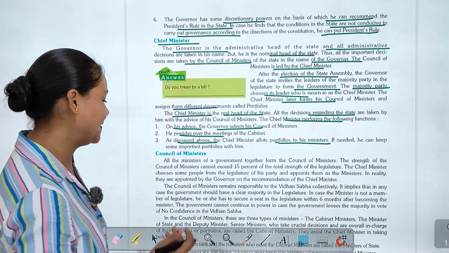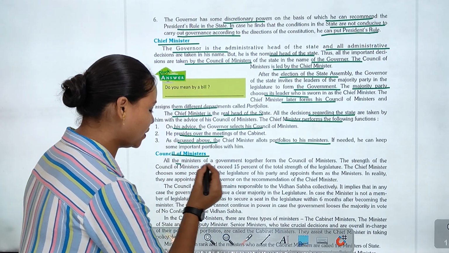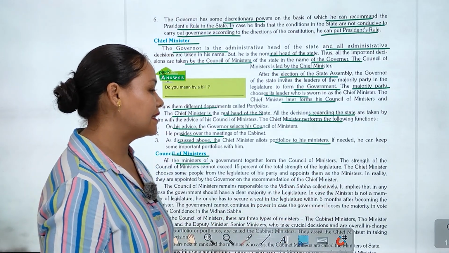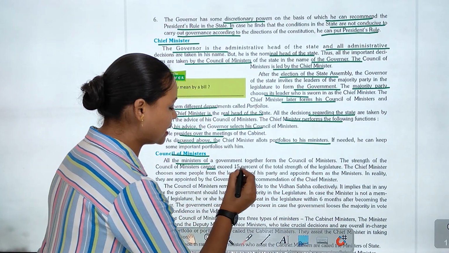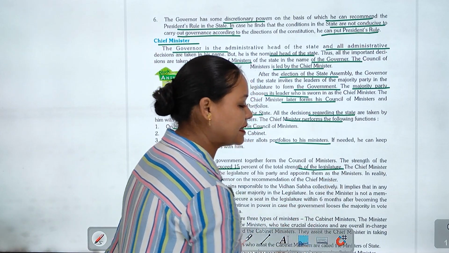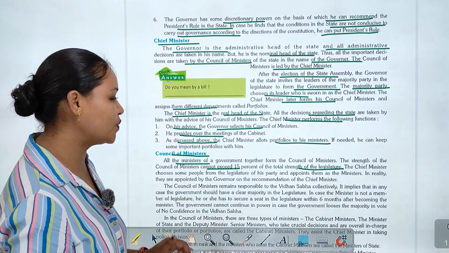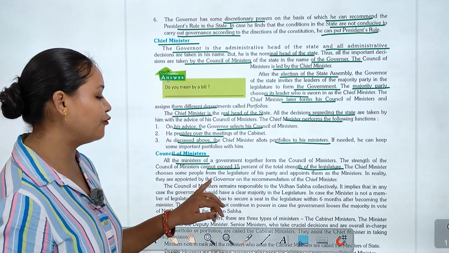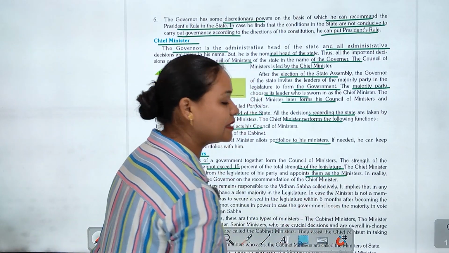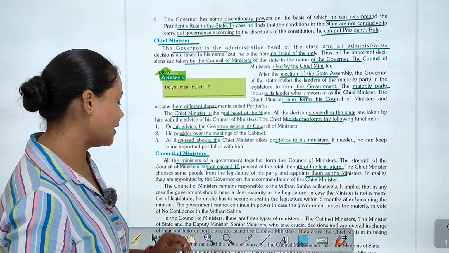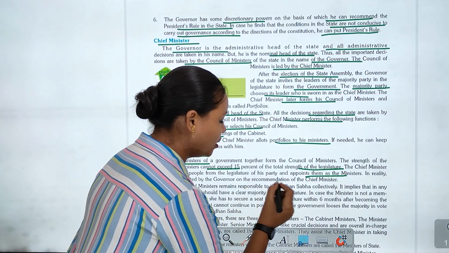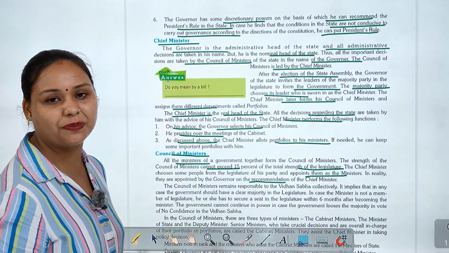Okay, चलिए. Council of Ministers हैं, all the ministers of the government together form the Council of Ministers. The strength of the Council of Ministers can't exceed 15% of the total strength of the legislators. The Chief Minister chooses some people from the legislature of his party and appoints them as ministers. In reality, they are appointed by the Governor on the recommendation of the Chief Minister.